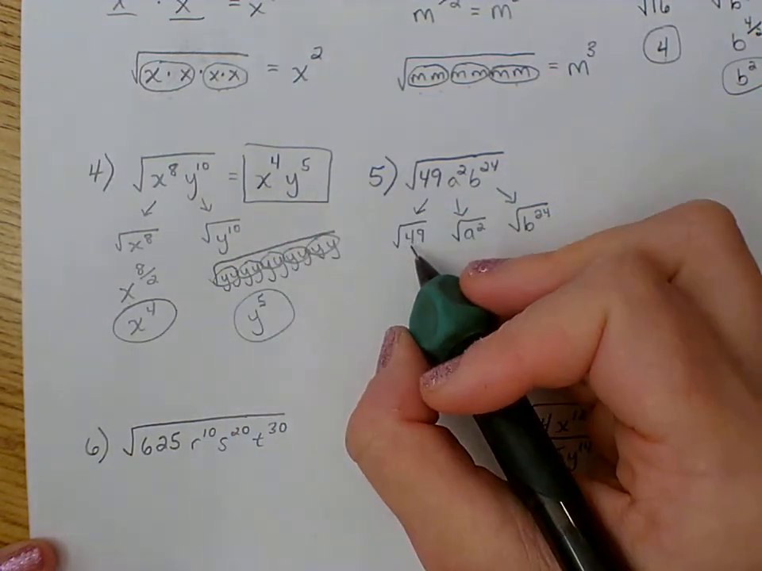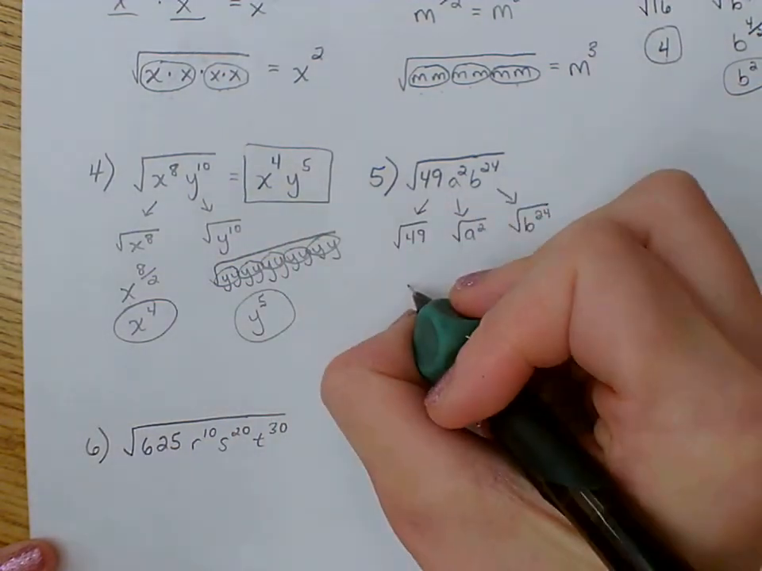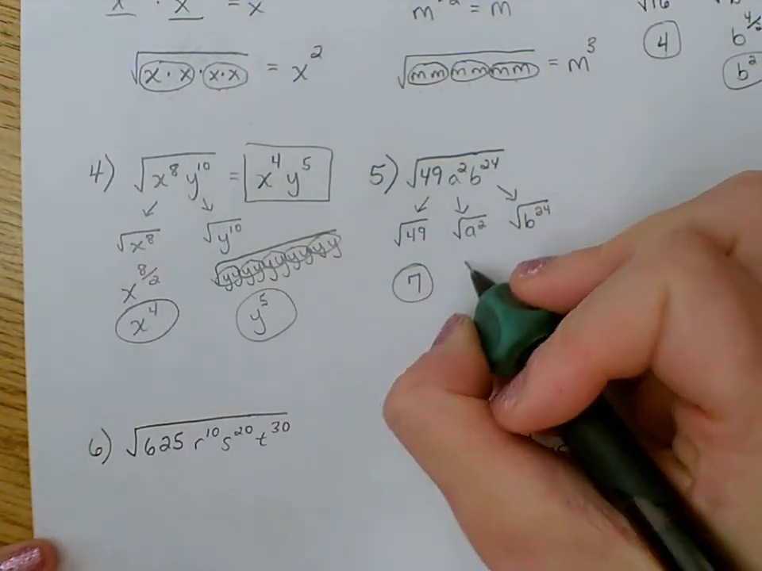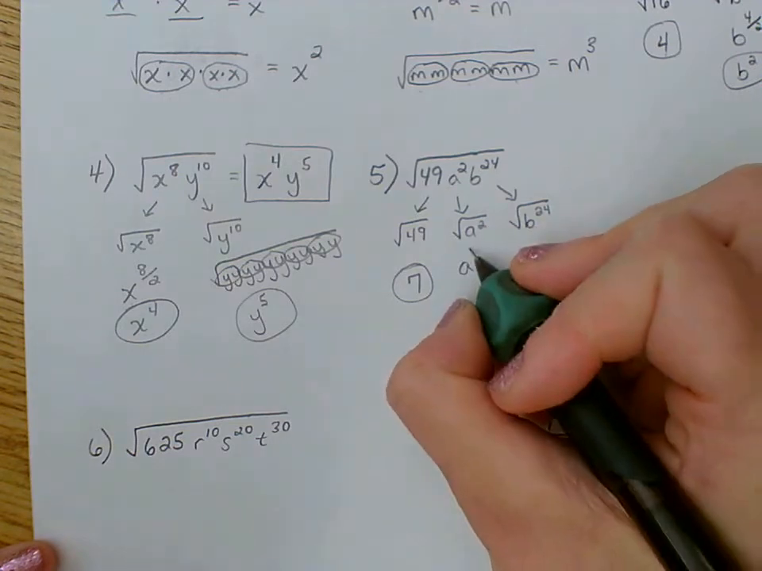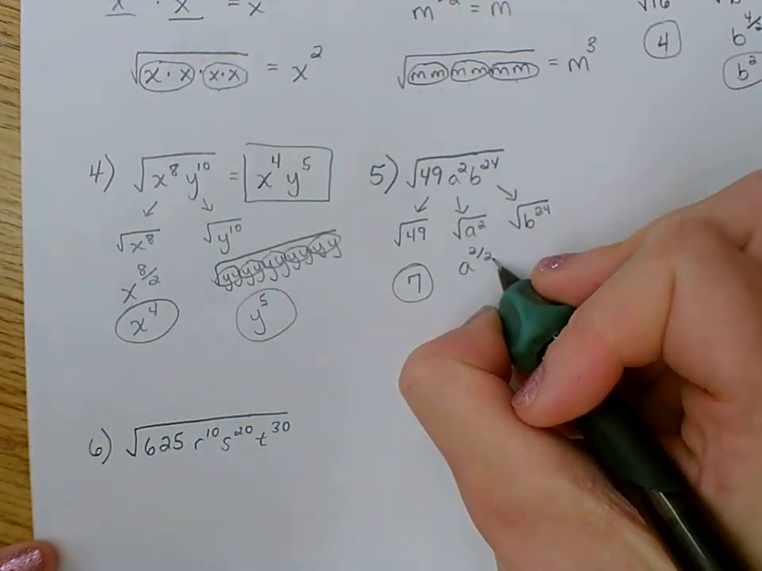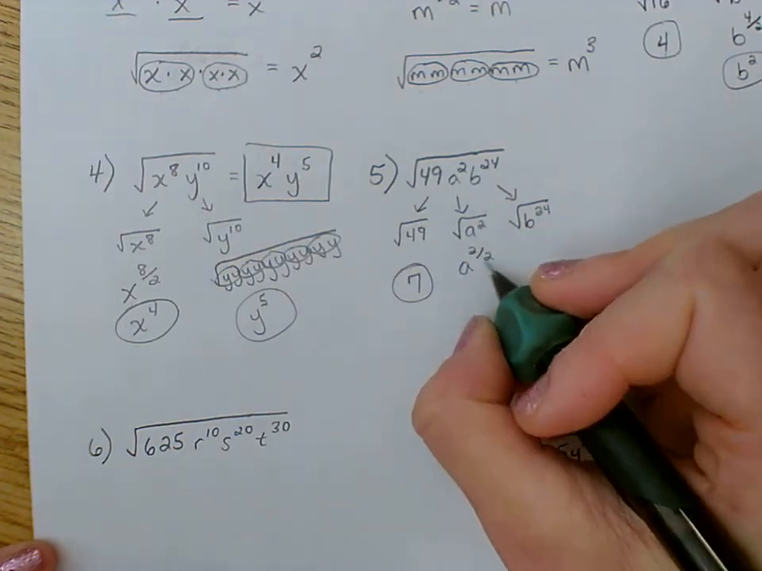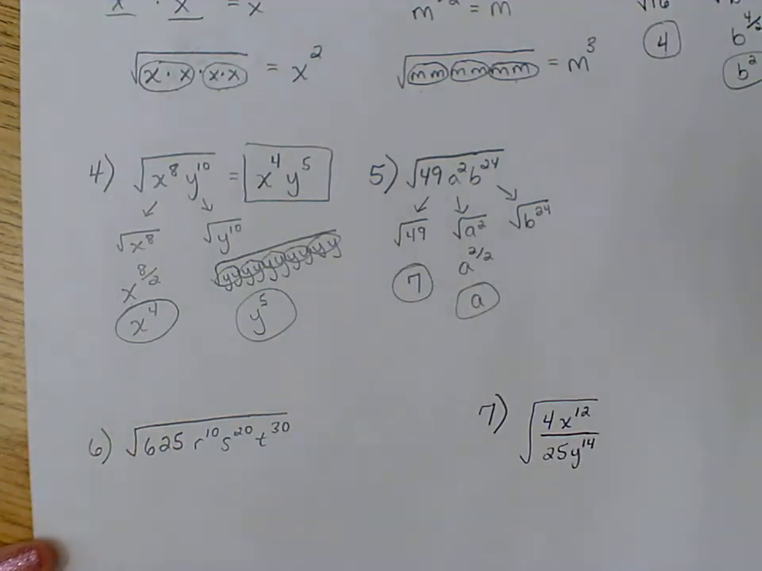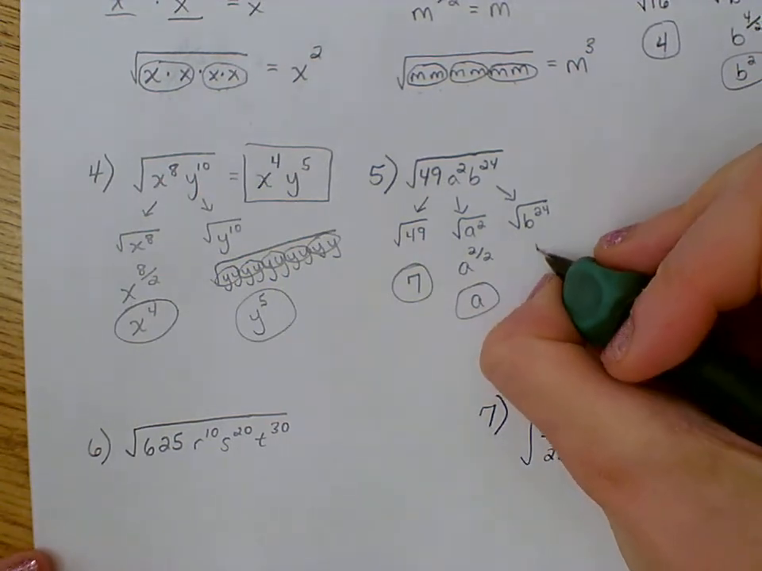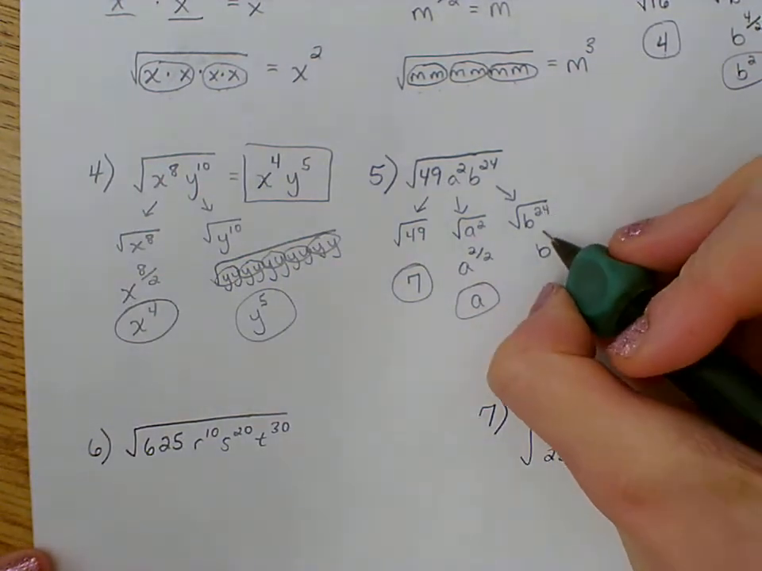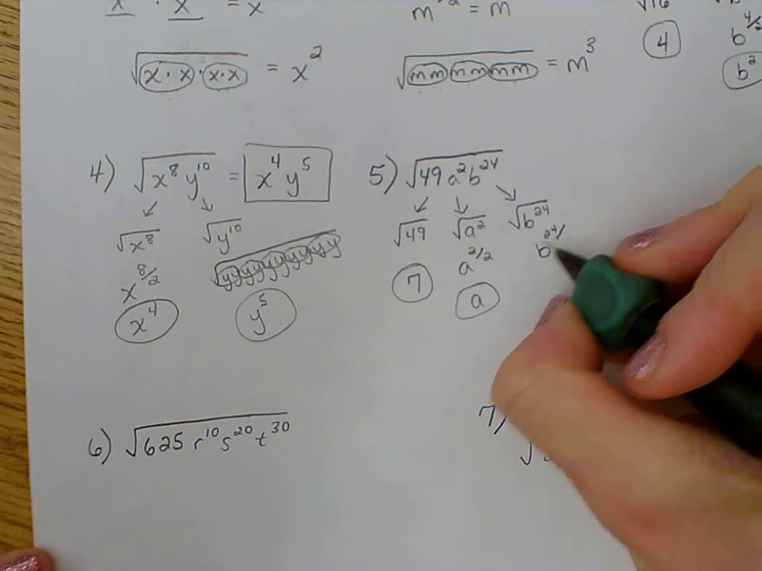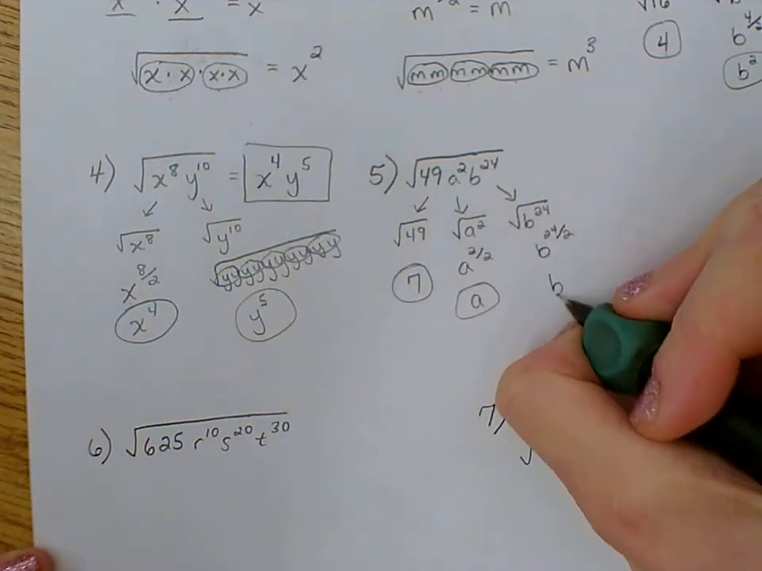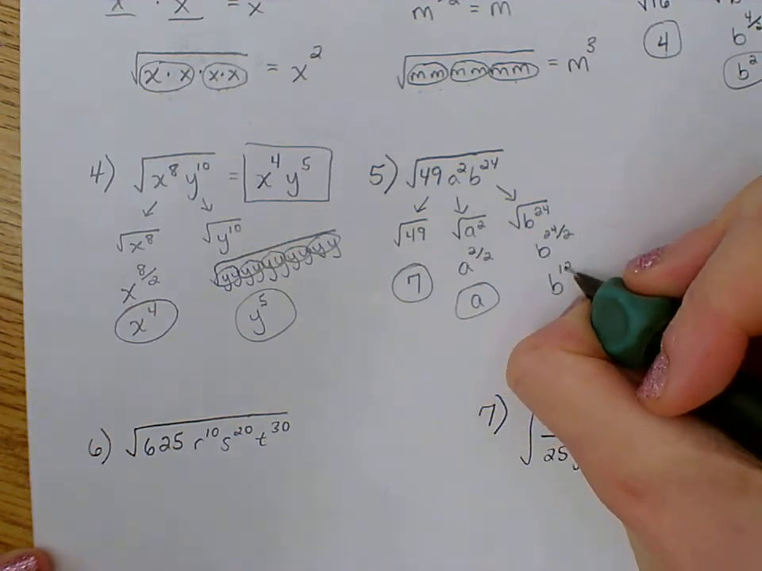So square root of 49, what number times itself gives you 49? That would be 7. This one, you could do power over root, so the power is 2 over the root is 2. So that just ends up being 1. So your answer would be a to the 1st, which we could just write as a. And then this one, it'd be b to the, well, the exponent is 24 over the root is a 2. So 24 over 2, it'd be b to the 12th.